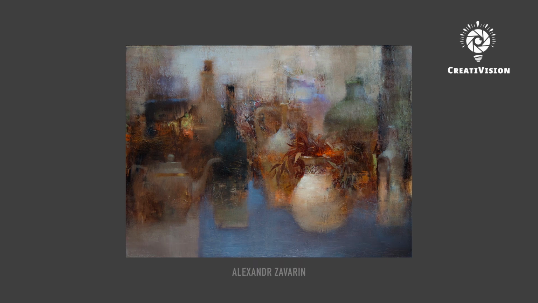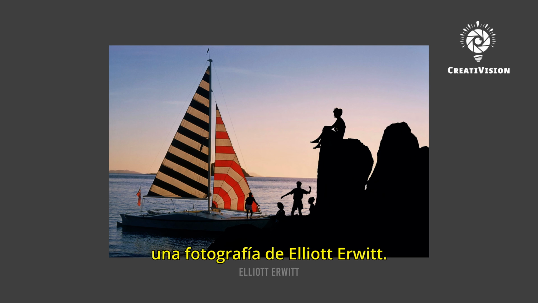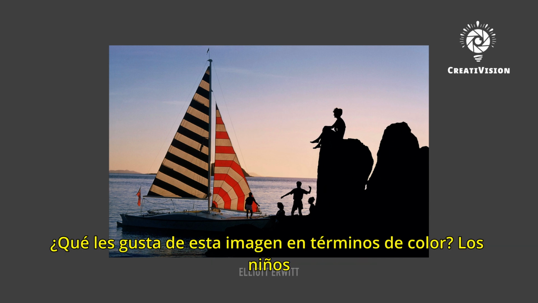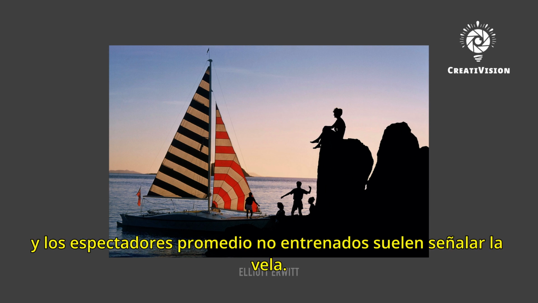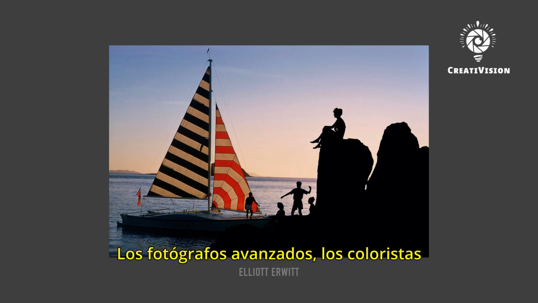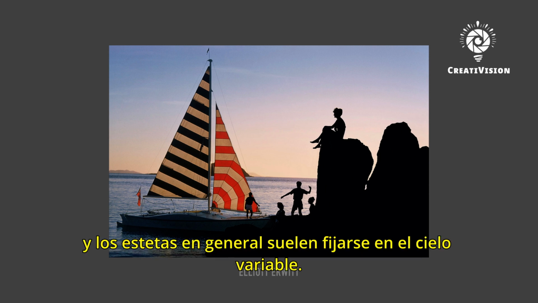Consider another example, a photograph of Elliott Erwitt. I have experimented many times and asked different people the same question. What do you like in this picture in terms of colour? Children and average untrained viewers most of the time point to the sail. It is this part of the photo that attracts their attention with its bright spots. Advanced photographers, colorists, and just aesthetes most often pay attention to the variable sky.